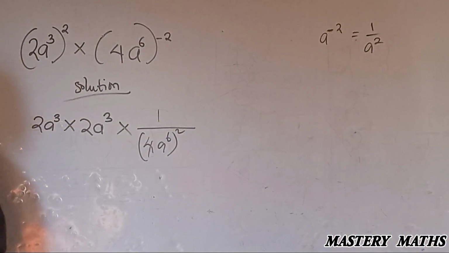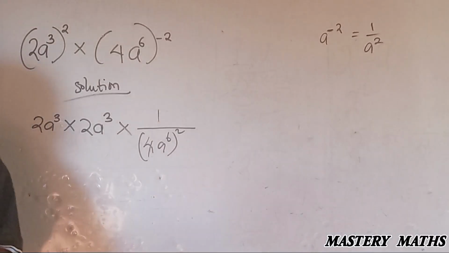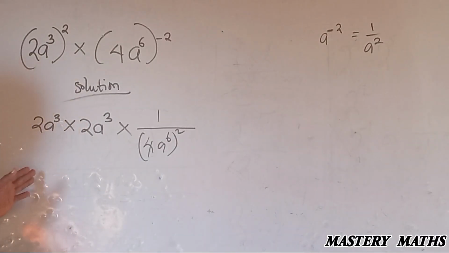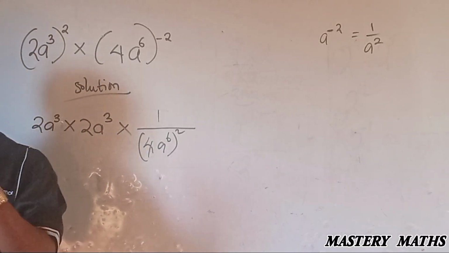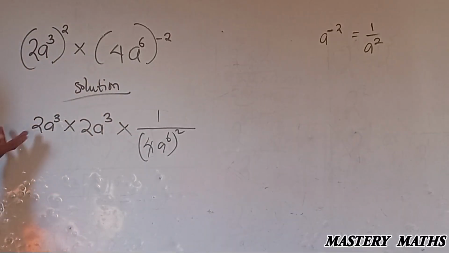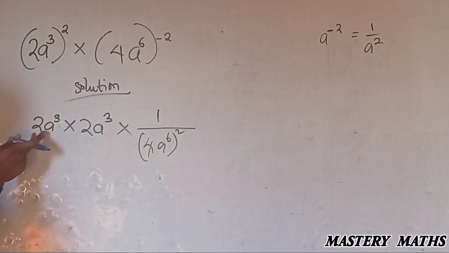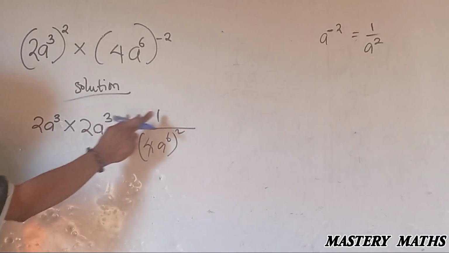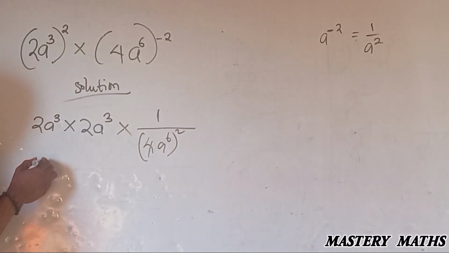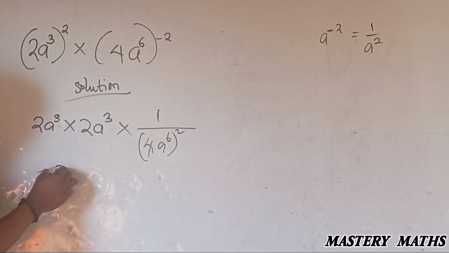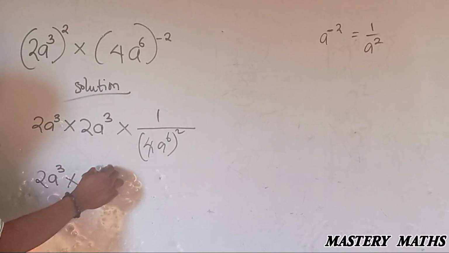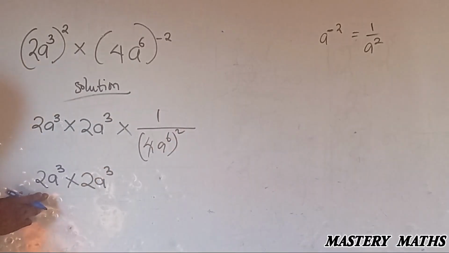Now what we'll do here is differentiate our numerator from the denominator. I want the denominator to be clear and the numerator to be clear. In order to get the numerator, you multiply the one on top. It goes this way: this times this times this, which gives us the same thing as 2a^3 times 2a^3 times 1.